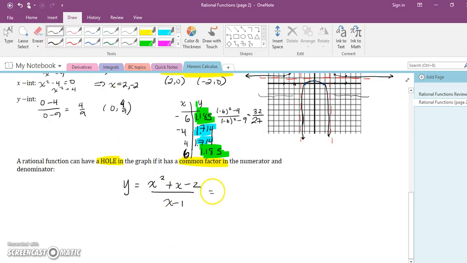What you do for this one is if you factor the top and rewrite the bottom, there's a common factor that cancels. So I'm really just left with x plus 2, which is a line.